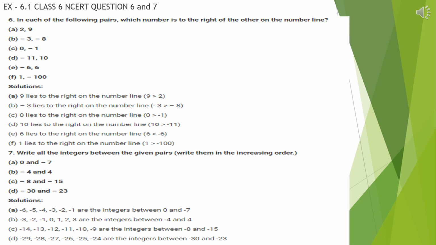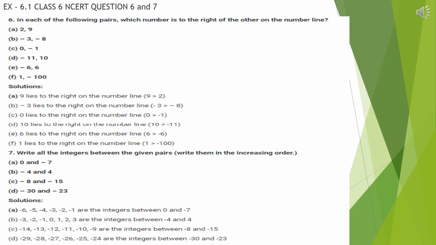First part, 2, 9. Here 9 is greater than 2, so 9 is on the right of 2 on the number line. B part, minus 3, minus 8. Here both are negative, so minus 3 is greater than minus 8, and it is the number on the right of minus 8 on the number line. C part, 0, minus 1. Here 0 is greater than minus 1, so 0 is on the right of minus 1 on the number line.